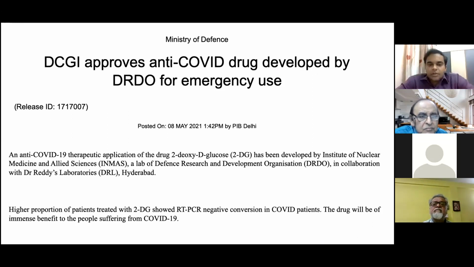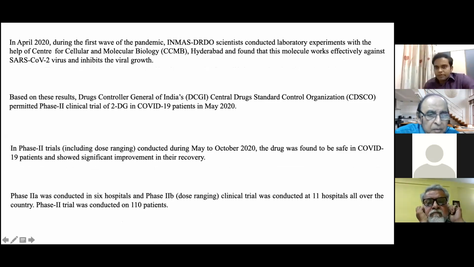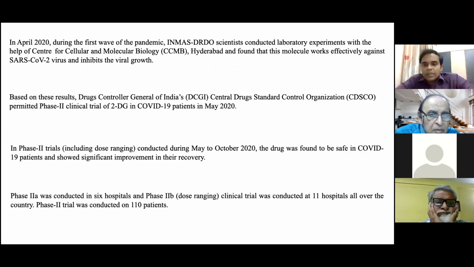So on 7th or 8th of May, DCGI approved this. About the approval system, I can say this: in April they first found out. This is a branch of INMAS, which is a nuclear medicine wing of DRDO in Delhi. They have been conducting experiments, and with their collaboration in Hyderabad, they found that this molecule worked effectively and inhibited the growth of SARS-CoV-2. Based on these results, DCGI approved and permitted a phase 2 trial.